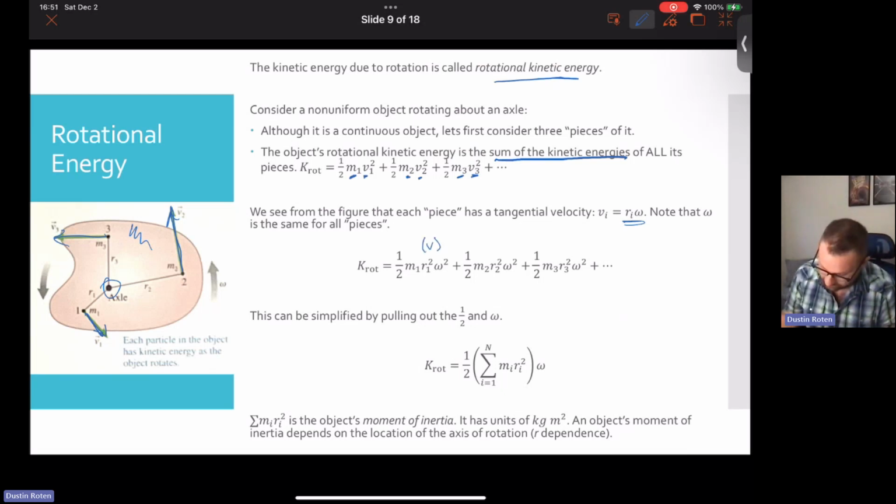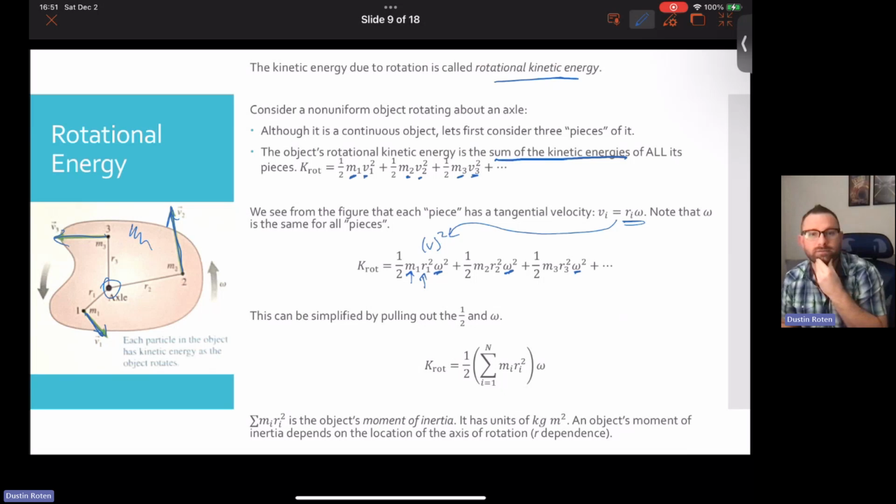Really, what you're looking at is this v squared in the 1/2 mv squared. We're going to plug in r omega. And you'll notice that omega doesn't have an index anymore. There's no i value, no 1, 2, 3, because it's the same for all of them. The only things that are unique to these pieces are their masses and their distance from the axle, the point of rotation. So they still have separate numbers. What I can do is pull out the 1/2, because they all have a 1/2. And of course, they all have the same omega.